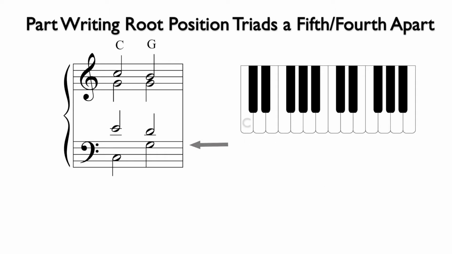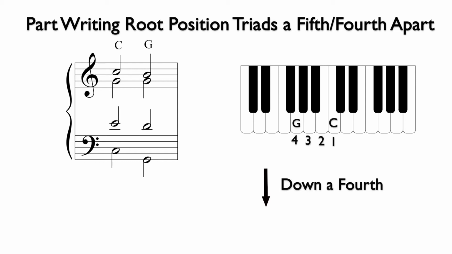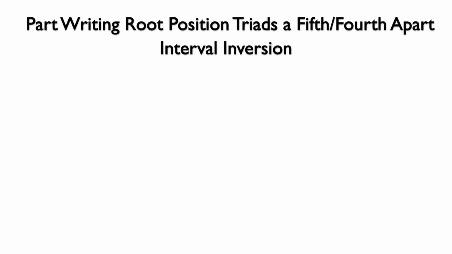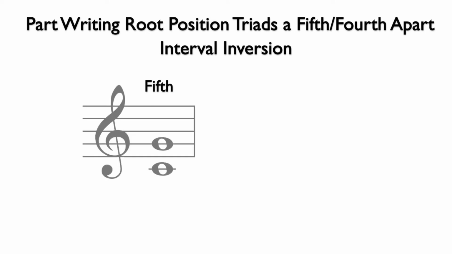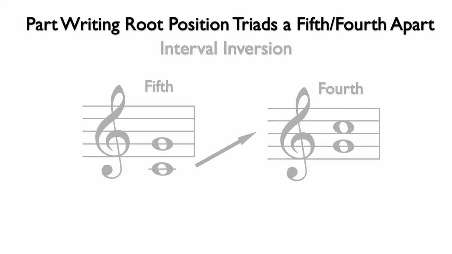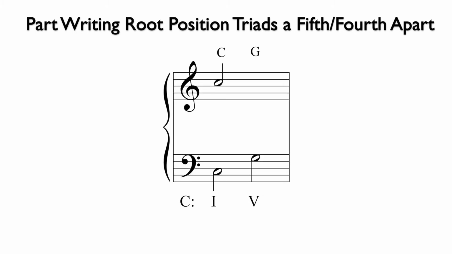If we move the G down an octave, we now have the distance of a fourth down from C to G. When we take an interval and switch what note is on the bottom, this is called interval inversion. Fifths invert to fourths and the other way around. Since fifths invert to fourths, the part writing procedures in this lesson will apply to chords a fifth or a fourth apart. Here is a progression from C to G in the key of C.